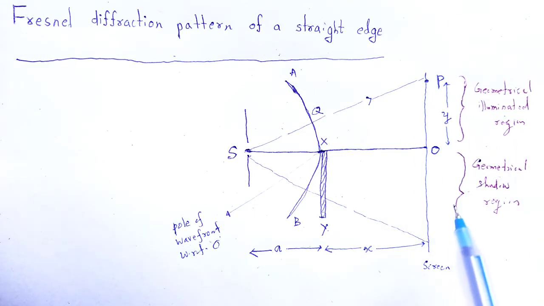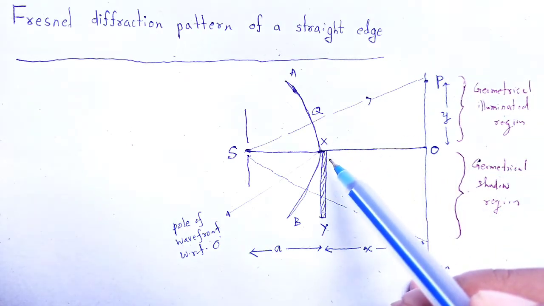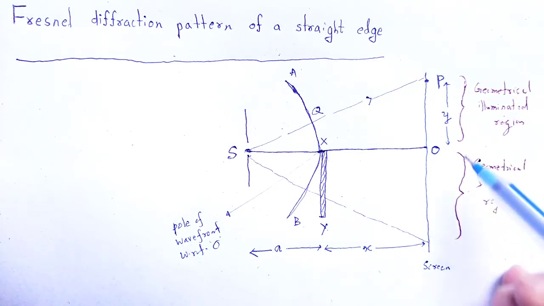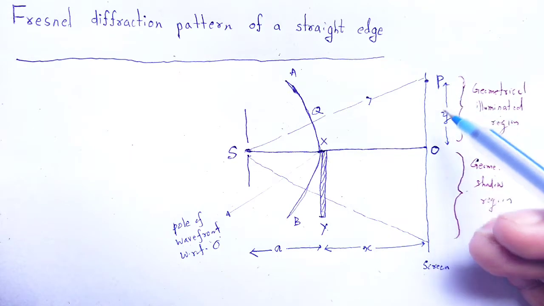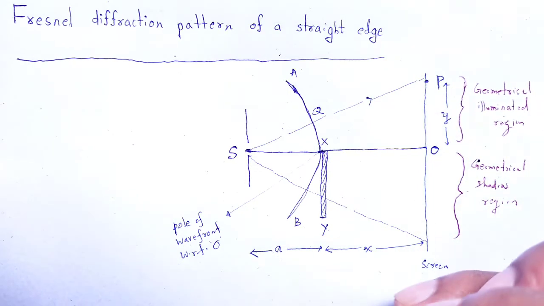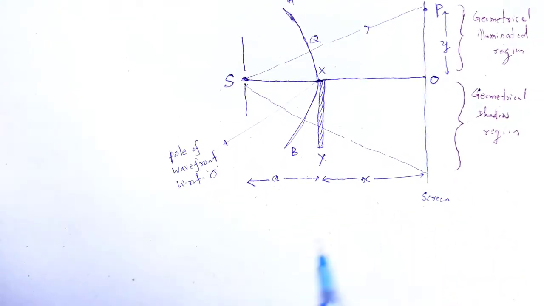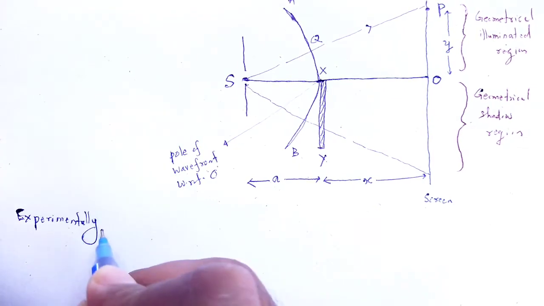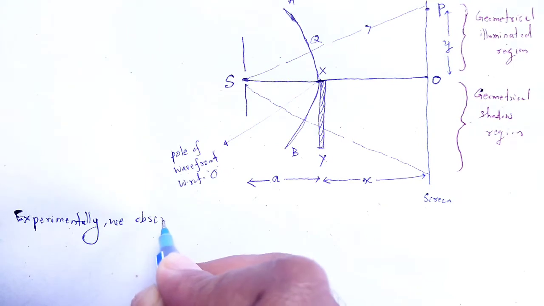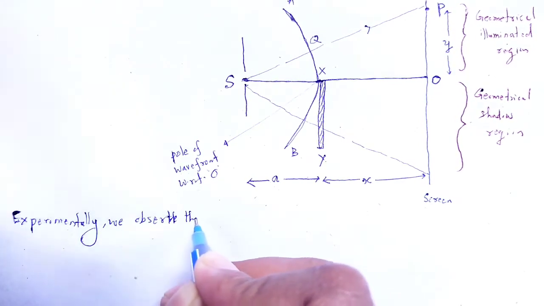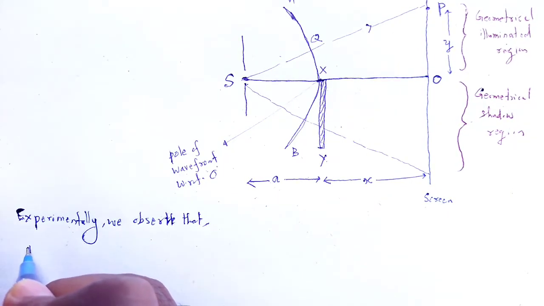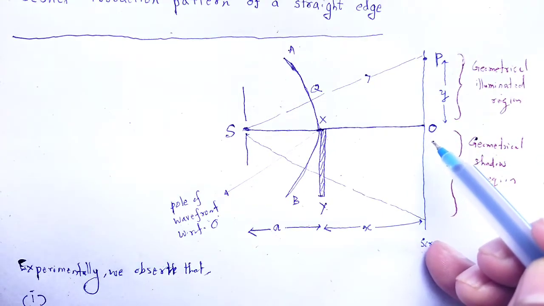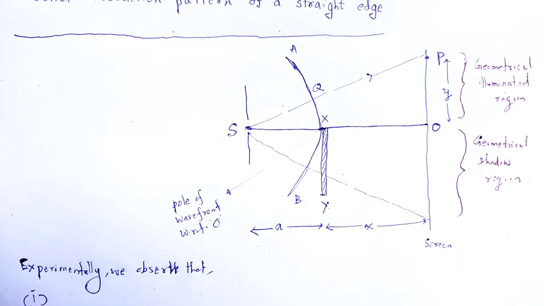As per geometrical optics, the shadow of the straight edge begins sharply at point O in the downward direction, with minimum intensity below point O and uniform maximum intensity above point O. But experimentally we observe that some illumination is still observed even in the region of the geometrical shadow.